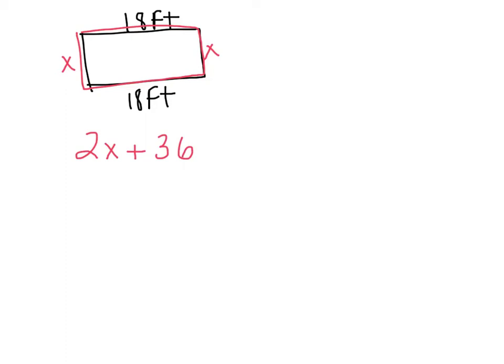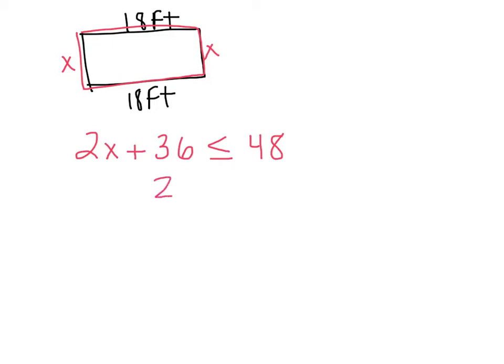Now I want no more than 48 feet, so you've got to be able to interpret this. Could you have exactly 48 feet of trim? Yeah, but we can't have more than that. So you can have exactly 48 feet or less. So the inequality I need is less than or equal to, because your length of trim can't go over 48. So now you solve this.